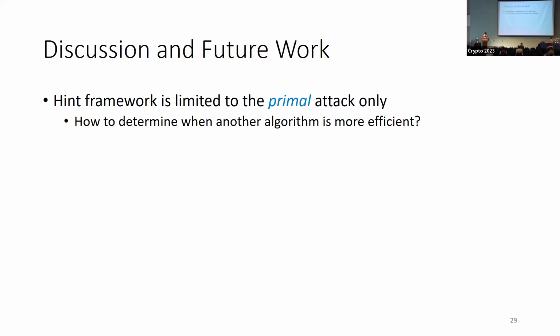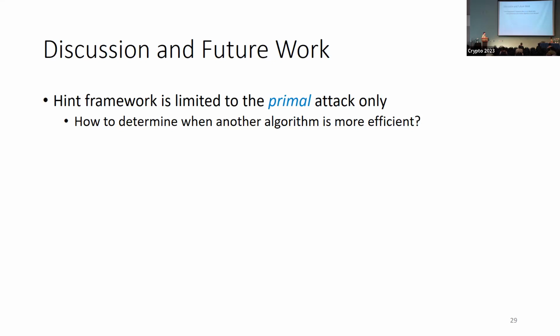And with that said, there's some future work that really needs to be done here. The hint framework is currently limited to the primal attack only, the primal USVP attack. And throughout my work exploring this, there's been this point of how do we determine when another algorithm, after you've integrated a bunch of hints, is possibly more efficient? There are times when you can gain a ton of decryption failure information, and you can just do a scaling and rounding operation, and you're kind of done. But this estimator might not say that that problem is trivial.